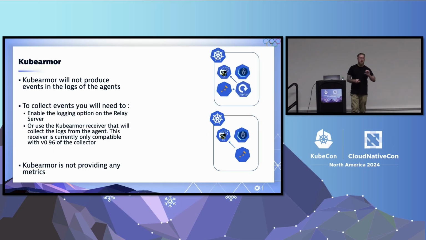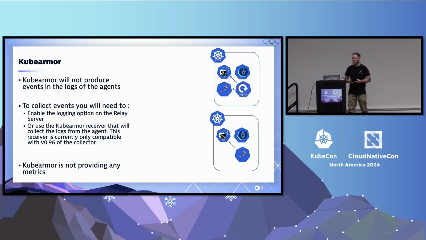KubeArmor is not producing anything in the log on the agent itself. The philosophy is a bit different. You have to go to the relay server, a component I mentioned, and say, please enable logging, and then the logs will appear on the relay server. So at the end, they have a communication with the component, and this is how it works. Either you go in that direction, or there is one thing which excited me, because maybe I'm an observability geek: they have an OpenTelemetry receiver. That receiver connects directly to the agent, so there is no need for the relay server. It grabs the logs and puts them in an OpenTelemetry format, so no parsing is required, and you say, oh, I'm so happy about that.